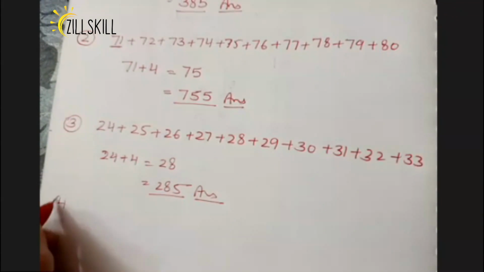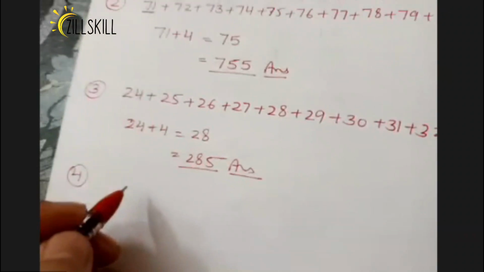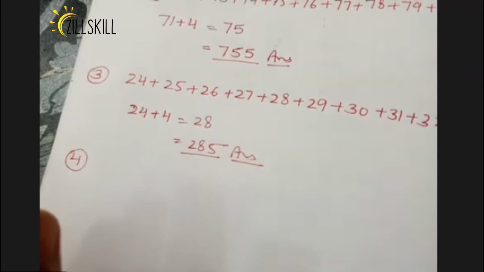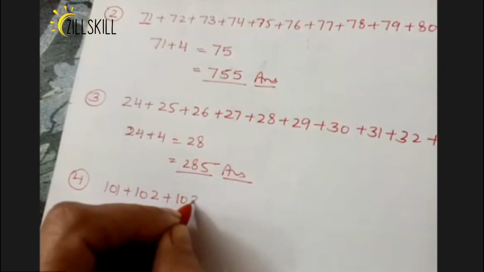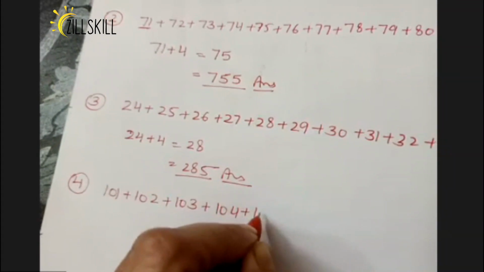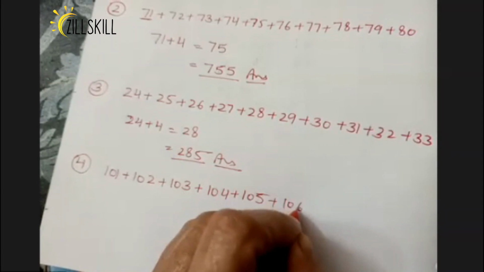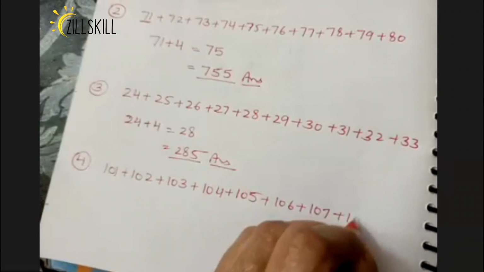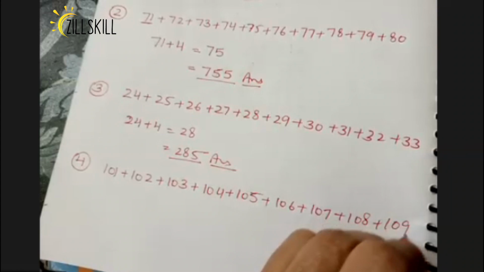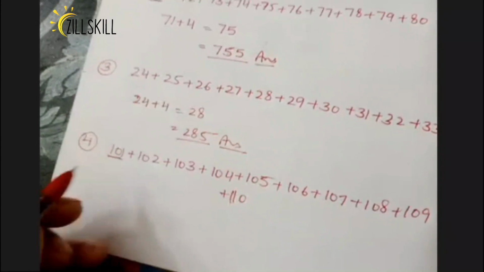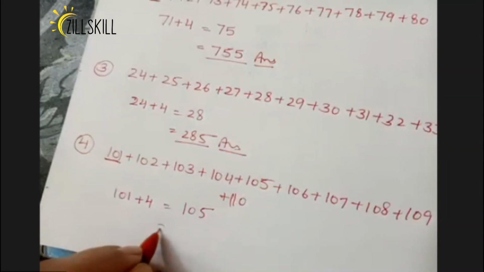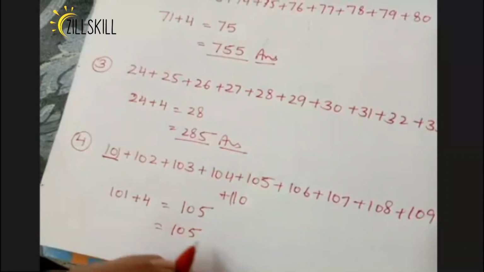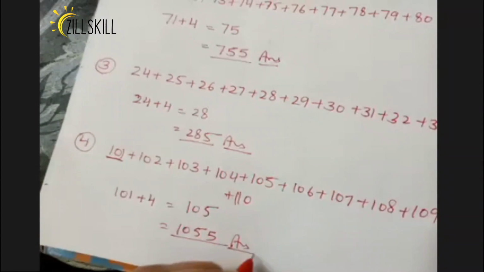Very good. Now one more example in 3 digits. The previous examples were in 2 digits, but we will do 3 digits also, right? First, 101, 102, 103, 104, 105, 106, 107, 108, 109 and 110. So take 101 plus 4. The answer will be 105. Now put 5 in the unit place and that will be the answer.